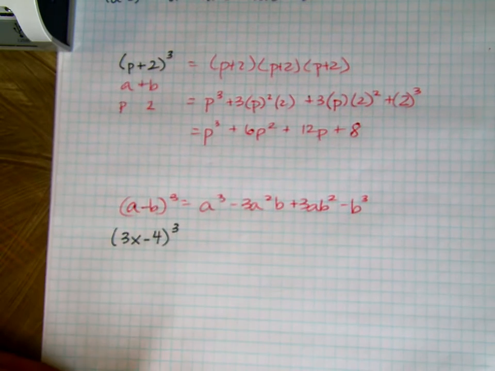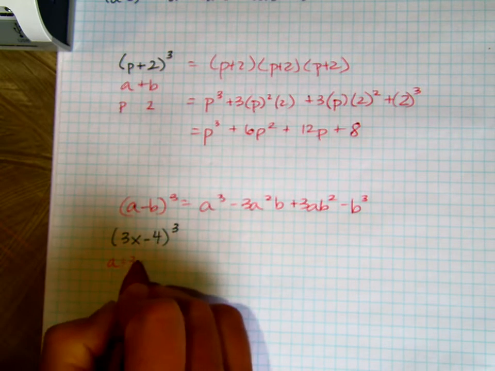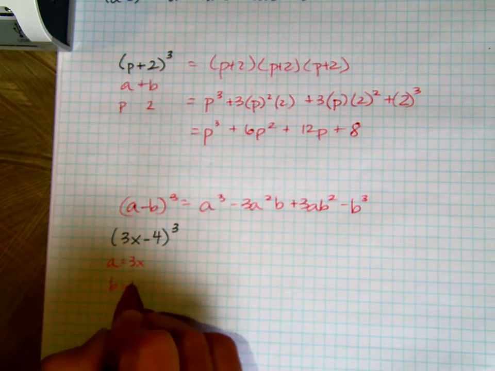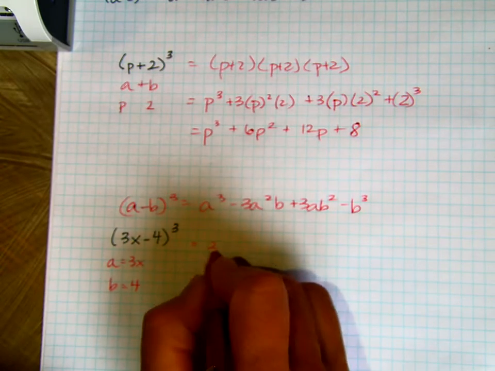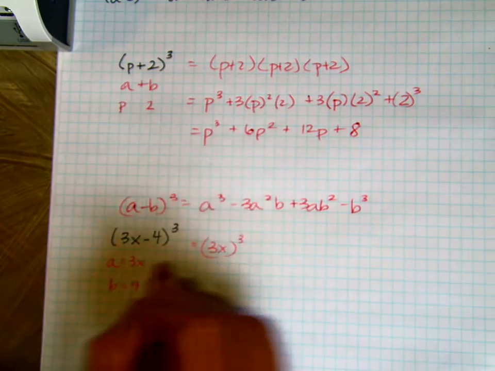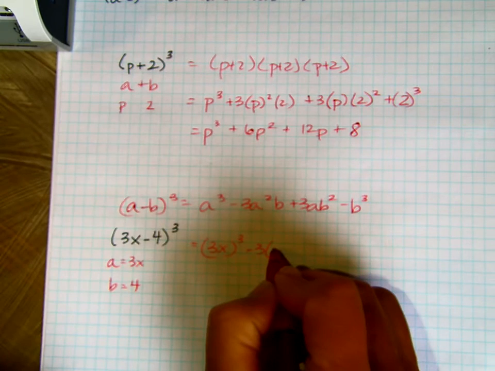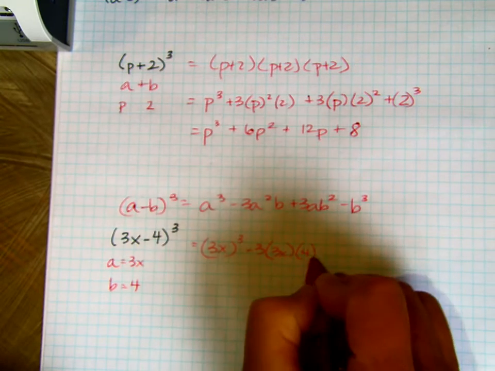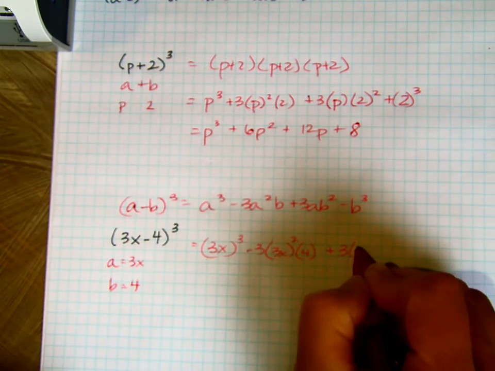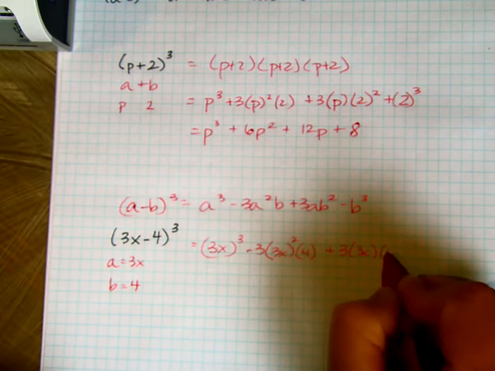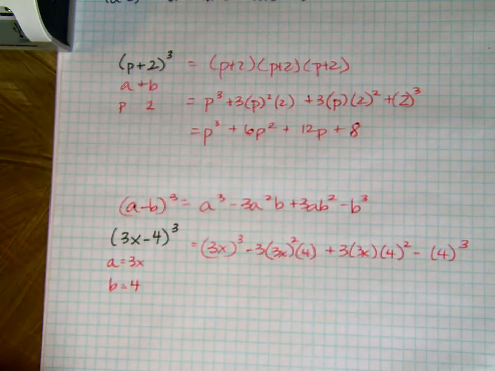Remember, it's my job to kind of expose you to things, so this is what we're going to do. So again, our a is a 3x, right? And our b is a 4. So I'm going to do a cubed. Now here you have to be careful. A is 3x. I need to cube that whole thing. Minus 3 times my a squared times my b plus 3 times my a times my b squared minus my b cubed.